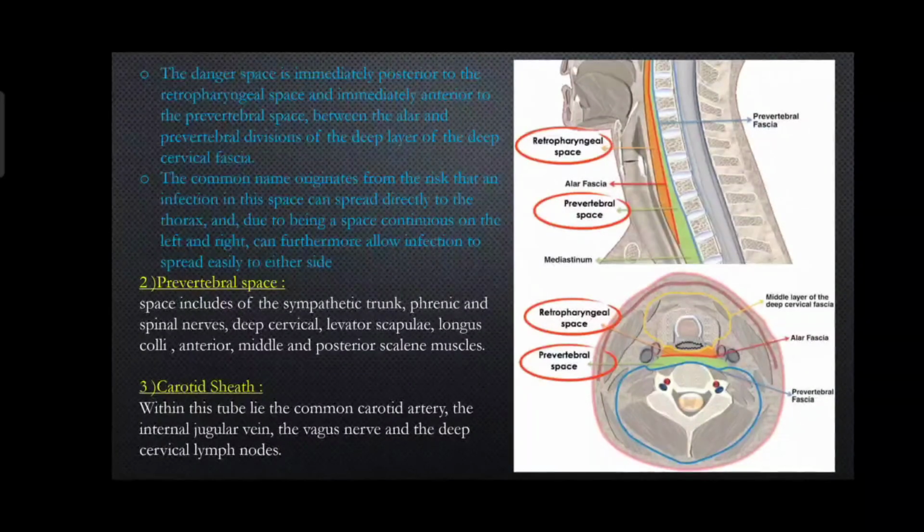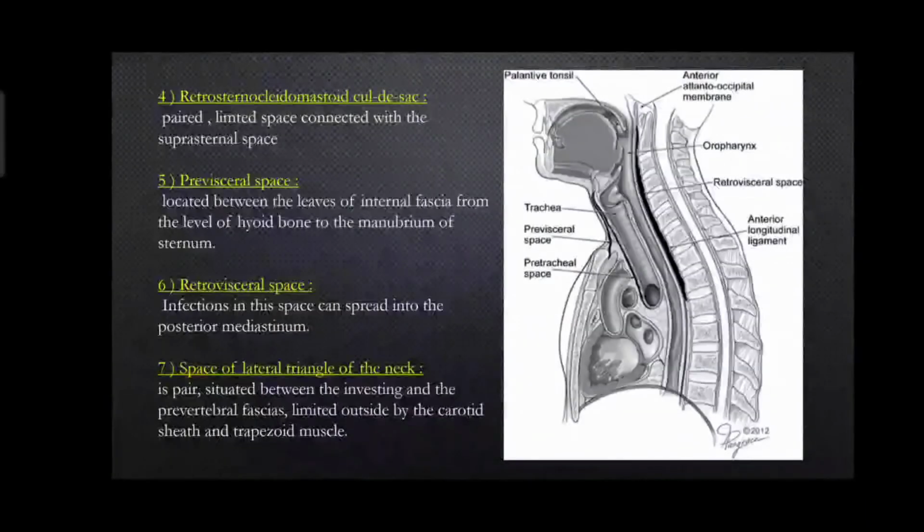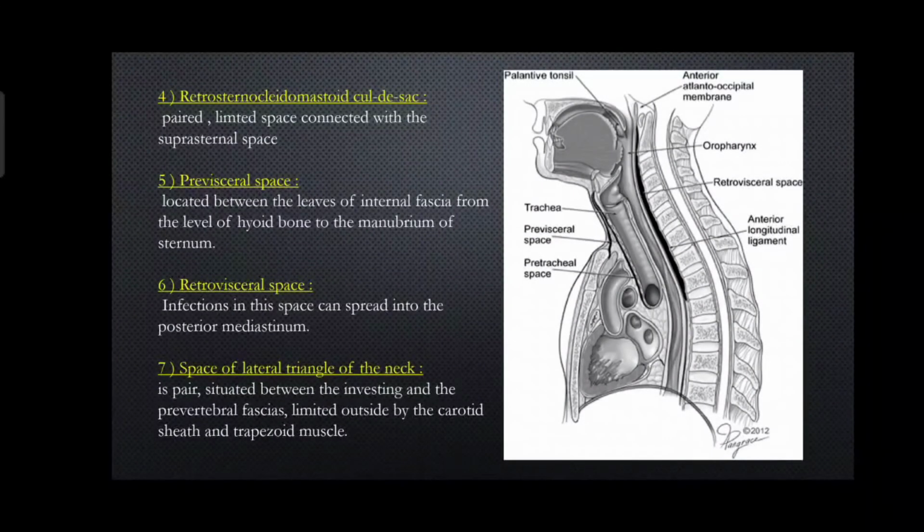Previsceral space. This space is located between the leaves of the internal fascia from the level of the hyoid bone to the manubrium of the sternum. Retrovisceral space. Infections in this space can spread to the posterior mediastinum. Seventh, that is the space of the lateral triangle of the neck. This is a paired space situated between the investing and the prevertebral fascia, and it is limited outside the carotid sheath by the trapezius muscle.